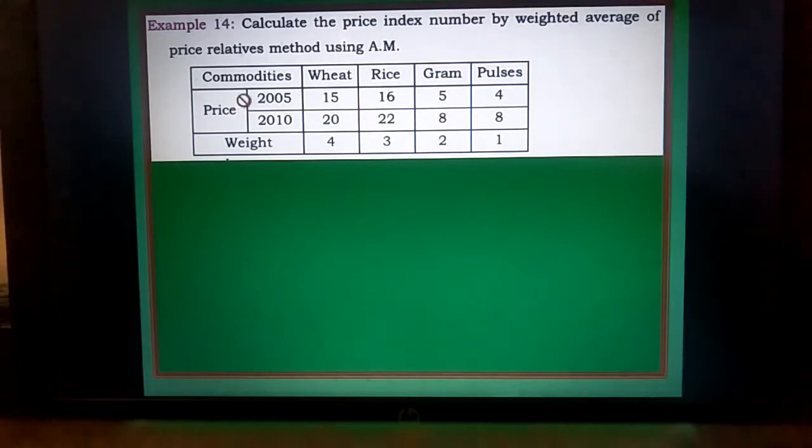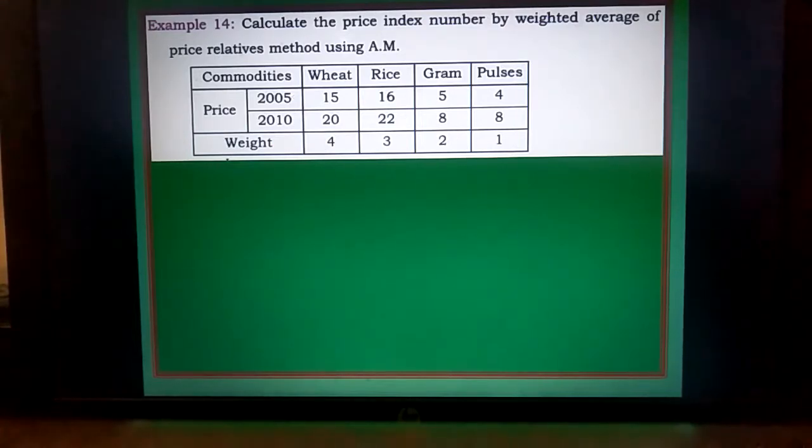Now concentrate on the given data. Commodities: wheat, rice, gram, pulses. That way, different commodities are given. Prices are given in 2005 and in 2010. That means 2010 is the current year and 2005 is the base year.